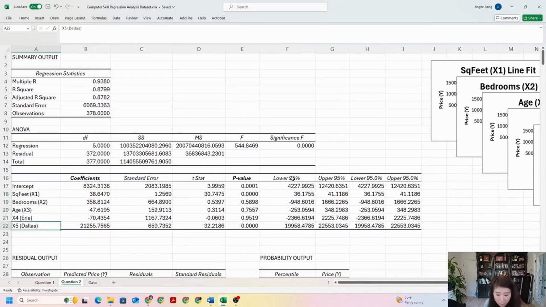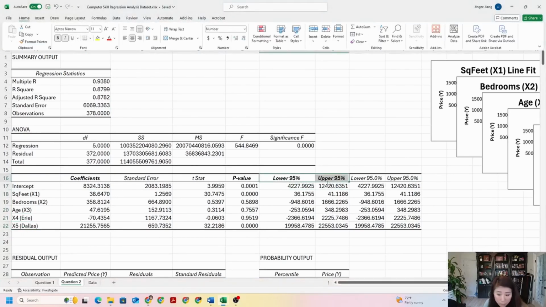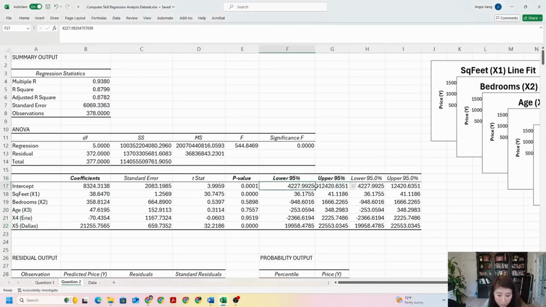The last one is these two columns, lower and upper 95%. This is the confidence interval for the partial coefficient of the slope. So it's the second approach we can use to do the hypothesis testing to understand if any of the x variables has a statistically significant relationship with your y, right? So those are the ones.